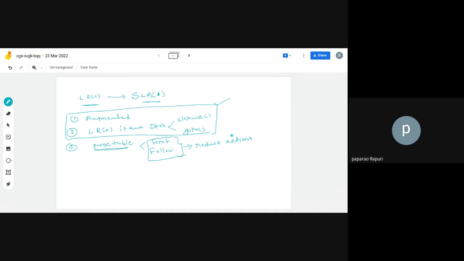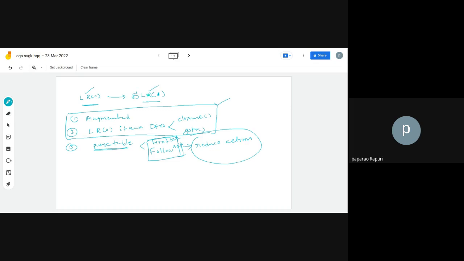Before, in LR0, if you had any reduction, all the terminals were replaced with the reduce symbols, R1, R2, R3. But here we use the first set and follow set to fill the reduce actions. That is the only difference between LR0 and SLR1. Today I am going to discuss SLR1.